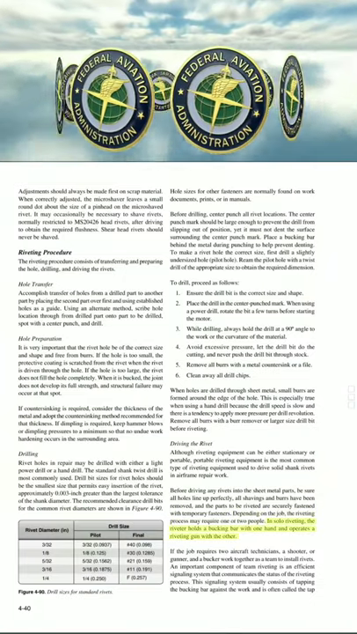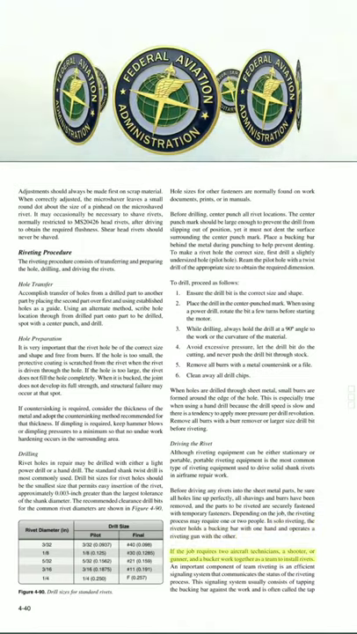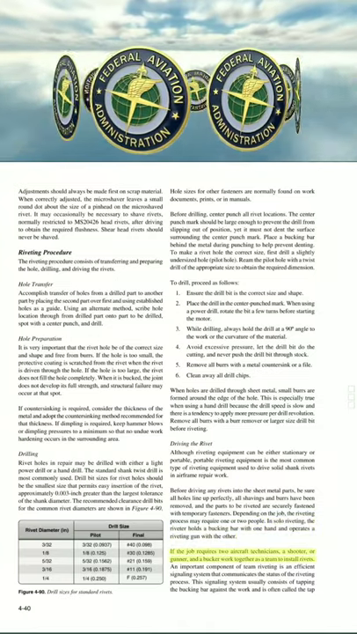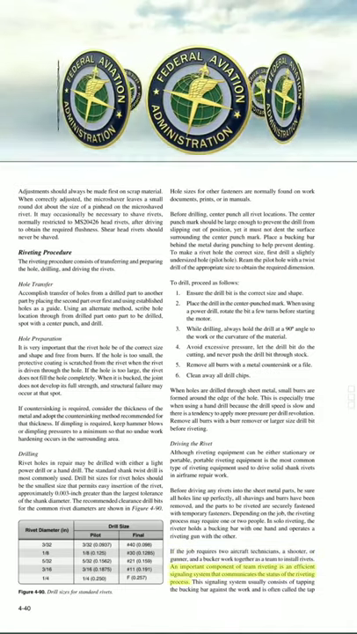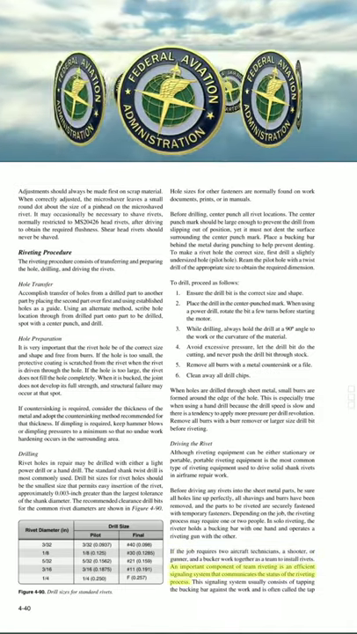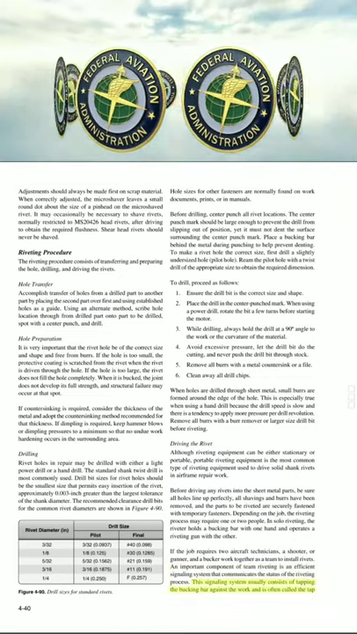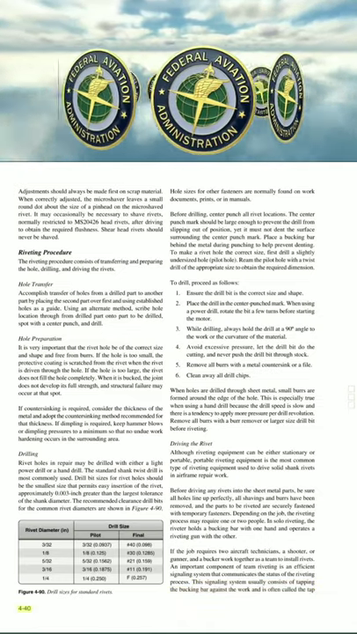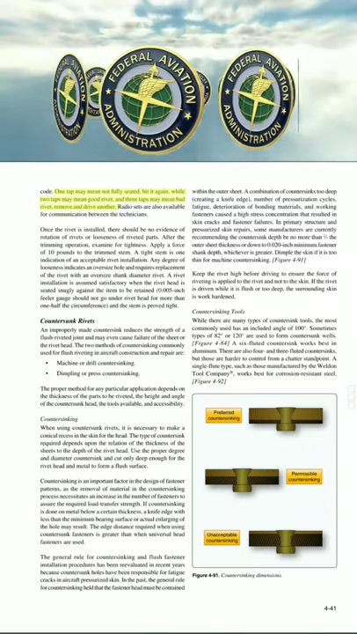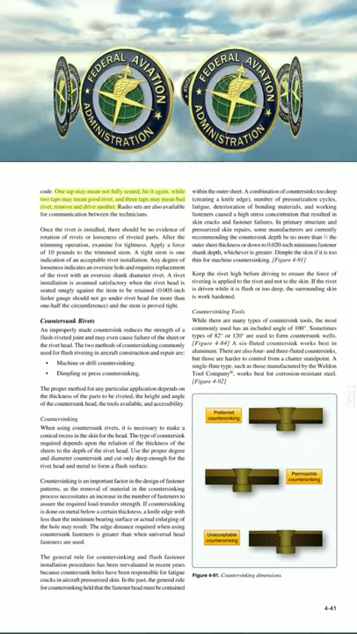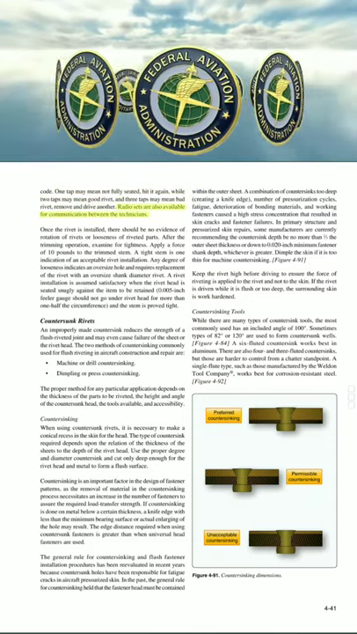In solo riveting, the riveter holds a bucking bar with one hand and operates a riveting gun with the other. If the job requires two aircraft technicians, a shooter or gunner and a bucker work together as a team to install rivets. An important component of team riveting is an efficient signaling system that communicates the status of the riveting process. This signaling system usually consists of tapping the bucking bar against the work and is often called the tap code. One tap may mean not fully seated, hit it again, while two taps may mean good rivet, and three taps may mean bad rivet, remove and drive another. Radio sets are also available for communication between the technicians.